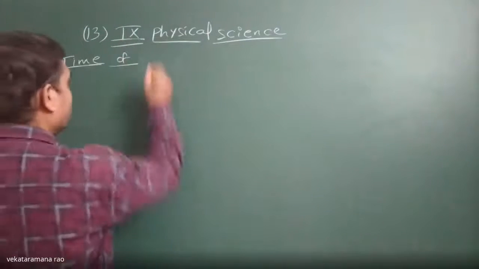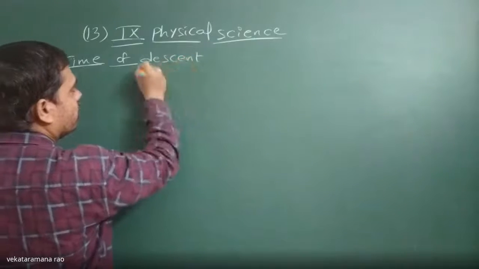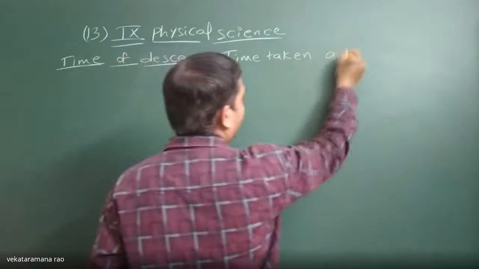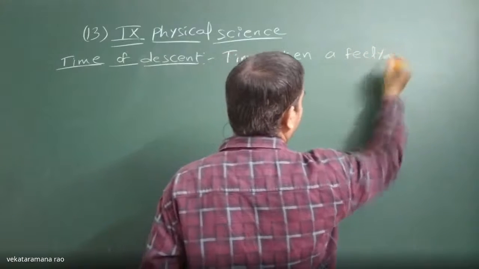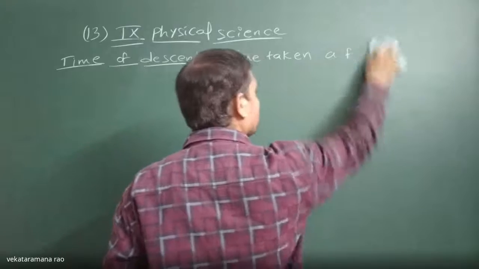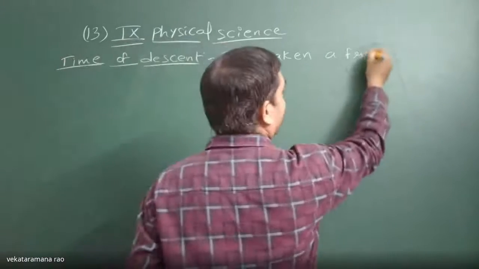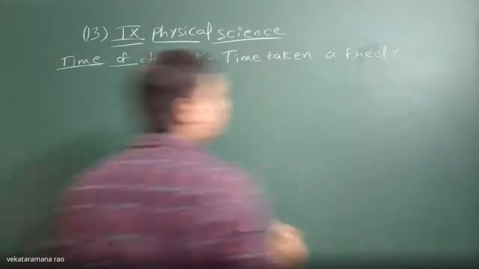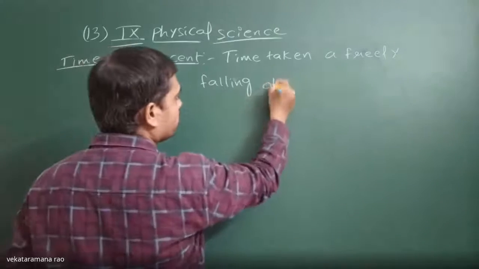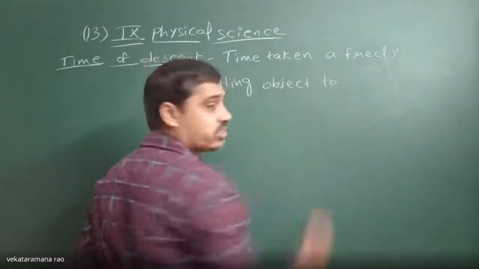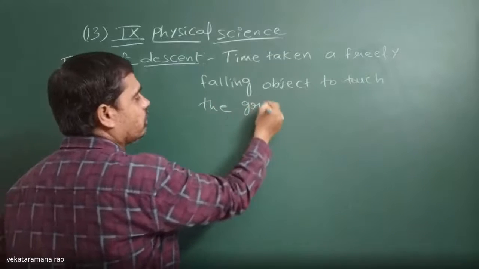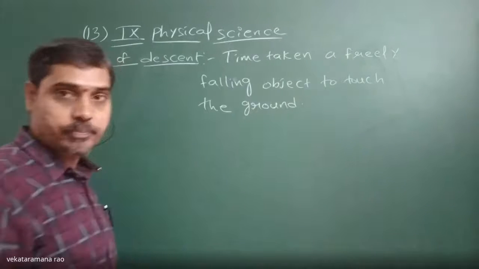So what is time of descent? The time taken by a freely falling object to reach the ground, to touch the ground, that is known as time of descent.